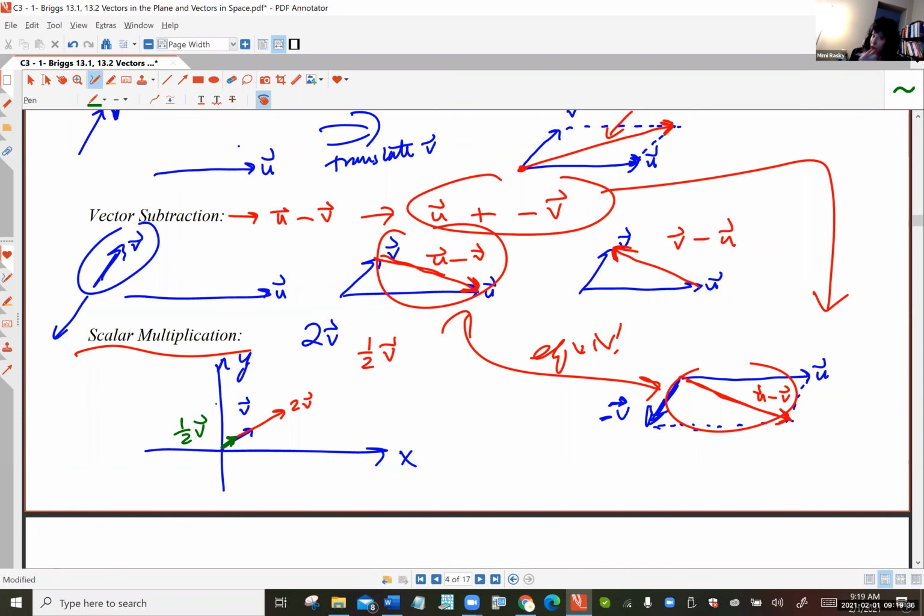And then you can also multiply by negative numbers. What does negative 2V look like? Well, it'd be twice the original length of V, but pointing in the opposite direction. So this big green vector here would be negative 2V. He's just pointing in the opposite direction. Okay, so that's scalar multiplication. It's either stretching a vector or shrinking a vector, essentially. And we're done with that.